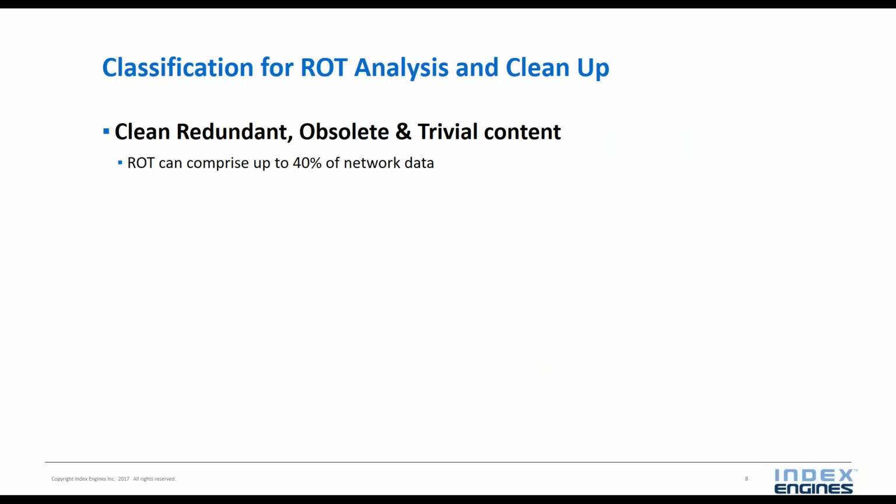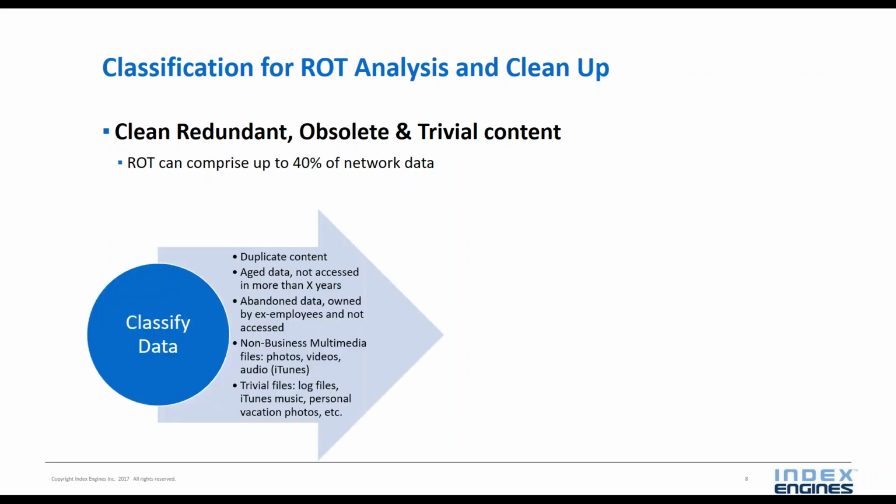So we're going to go back to the concept of ROT: redundant, obsolete, trivial content. You can find different statistics out on the internet from different firms that talk about what percentage of data on the primary storage network would really be comprised of ROT. 40% is a common number that you hear. Again, your mileage may vary, your numbers may differ. If it's anywhere from 20% to 60%, it's going to fall somewhere within that range.